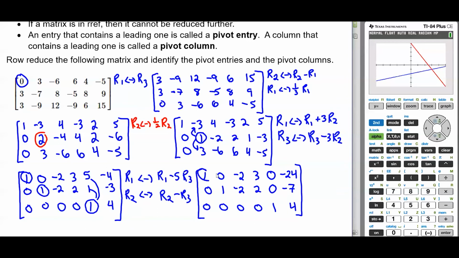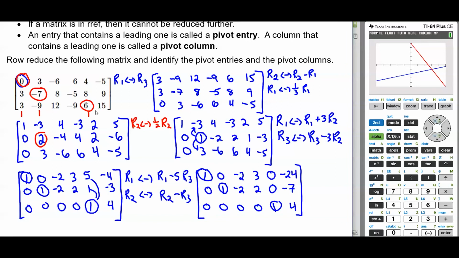So we have our leading ones in every row. Every entry in those columns with the leading ones are 0. So this is in our RREF, and I don't have a row of zeros, right? So it asks me to identify the pivot entries in the pivot columns. So now, the pivot entries are here, here, and here. That is where we pivoted. That is where the leading ones are. And the pivot columns are the first, the second, and the fifth columns.